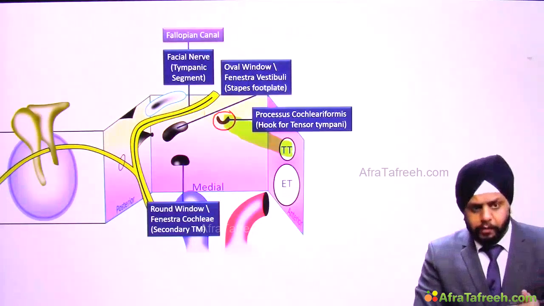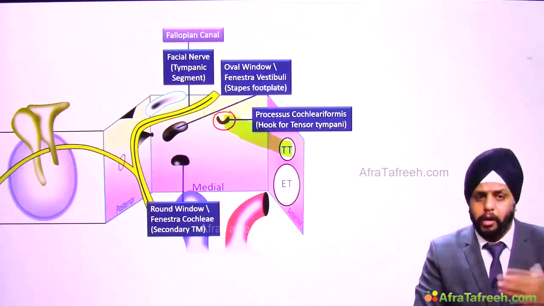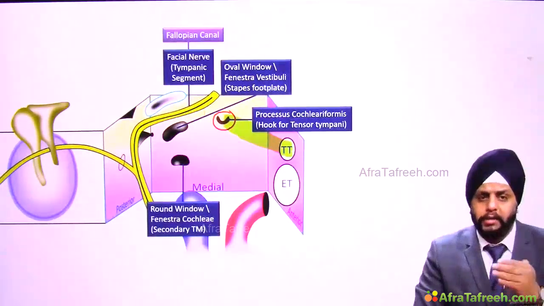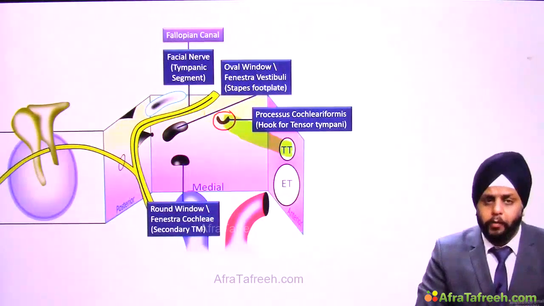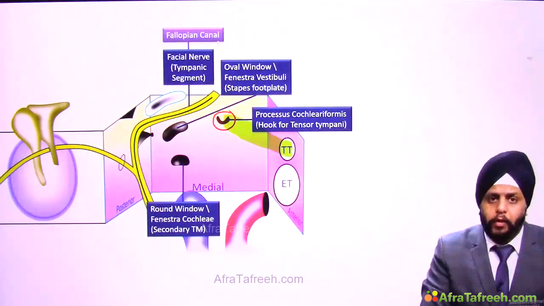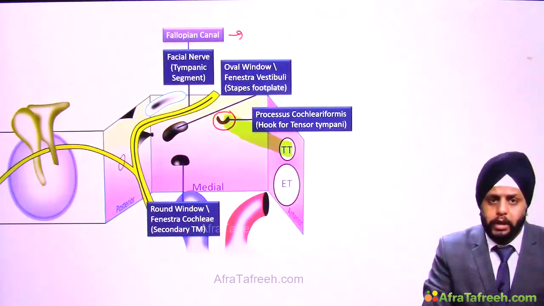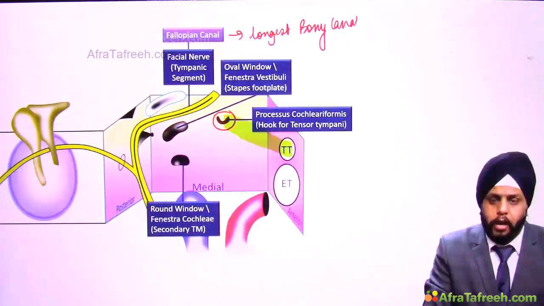So what we will see is canal all around it. There will be a shell of bone. This nerve will be encased in a bony canal known as fallopian canal. Remember, fallopian canal is the longest bony canal for any cranial nerve. The length of this bony canal is 27 millimeters.